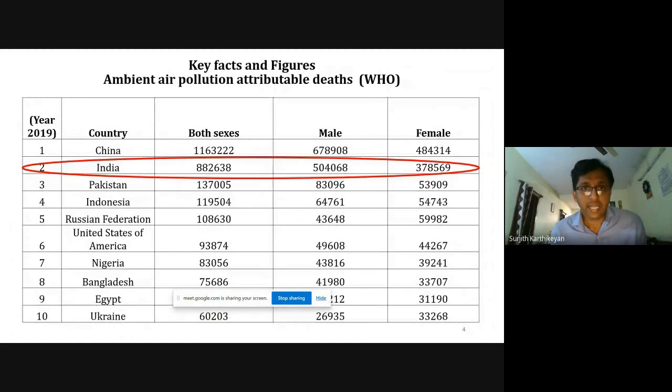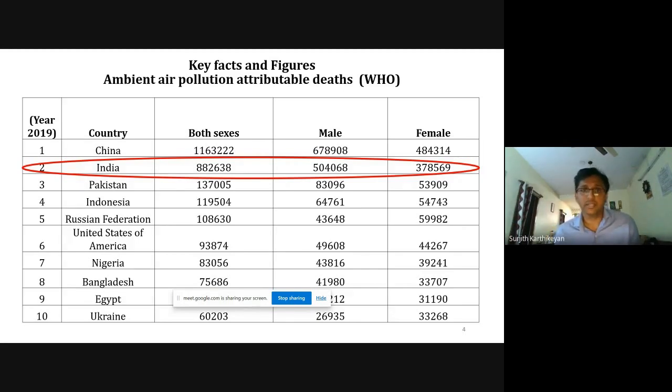This is 2019 data. Even though it is not right to highlight this slide, since India is one of the fastest, India is second in ranking in the pollution indicator. So it is better to highlight per 1 lakh population, which comes in the next slide. But still, I am highlighting that India is at the second position for ambient air pollution attributable death.